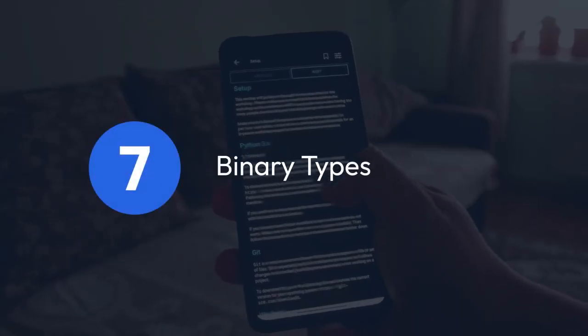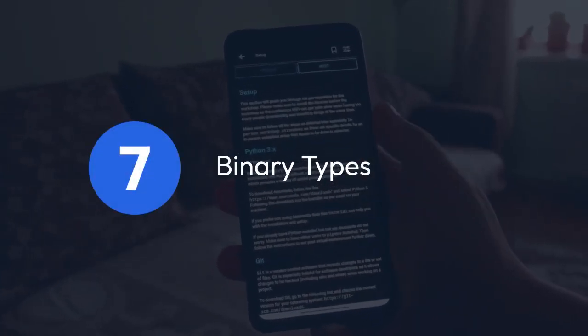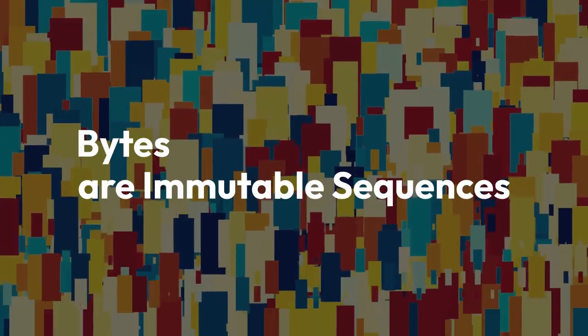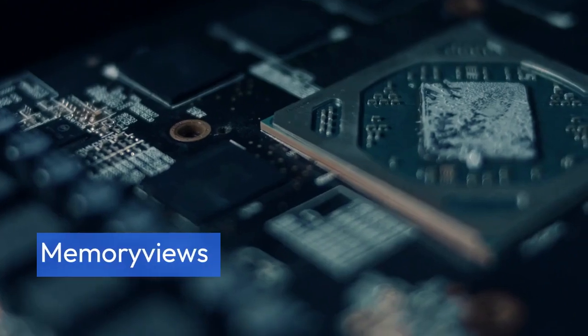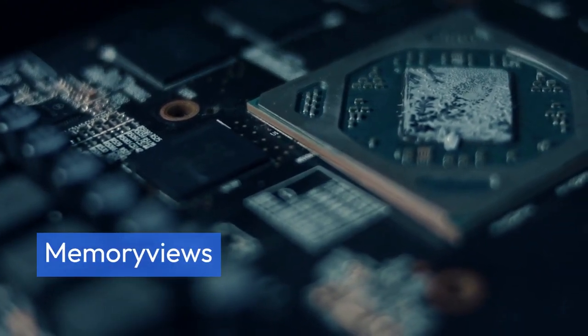Binary types include bytes, byte arrays, and memory views. Bytes are immutable sequences, while byte arrays are mutable. Memory views provide a view of binary data without copying it.